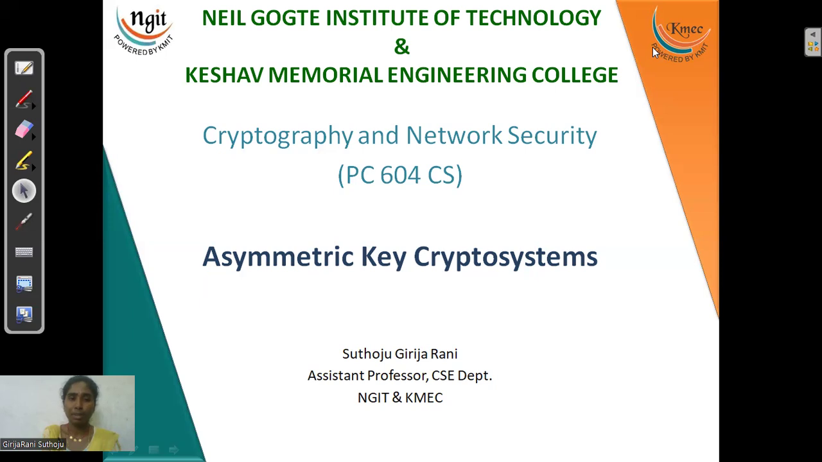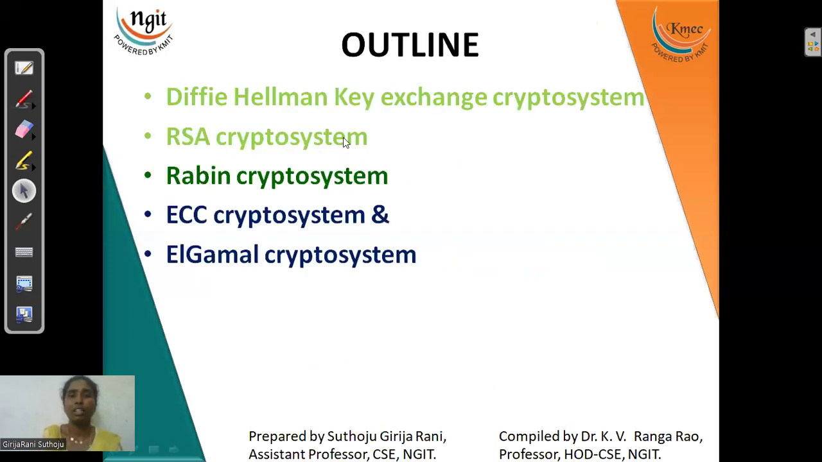Let's move on with the asymmetric key crypto system, where we are discussing 5 algorithms, right? The algorithms we are discussing are: Diffie-Hellman key exchange algorithm, RSA, Rabin, ECC, and Elgamal. See, the first two are done in the previous sessions. I hope everyone got it very well. Okay. Now, let us move to the Rabin crypto system.